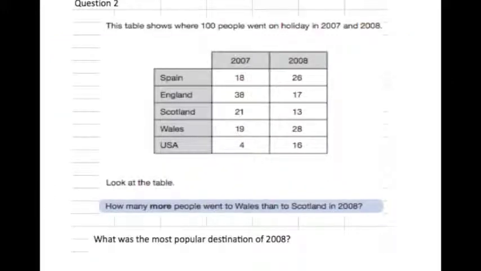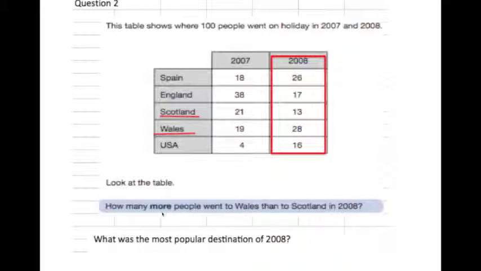Question 2. This table shows where 100 people went on holiday in 2007 and 2008. Look at the table. How many more people went to Wales than to Scotland in 2008? So this first question, we need to concentrate on Wales, Scotland and 2008. And it wants to know how many more people went to Wales than Scotland?